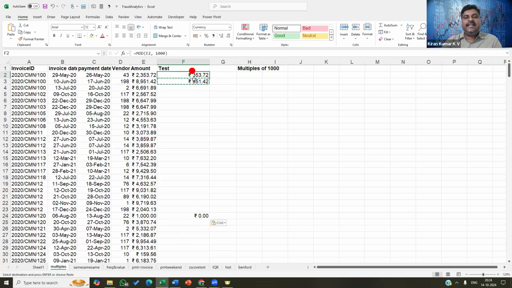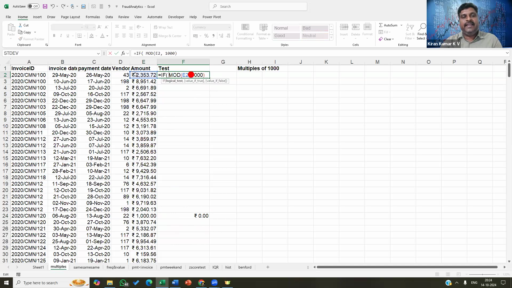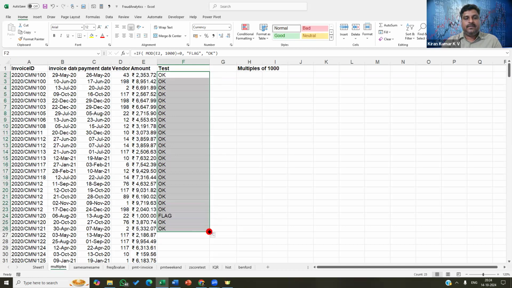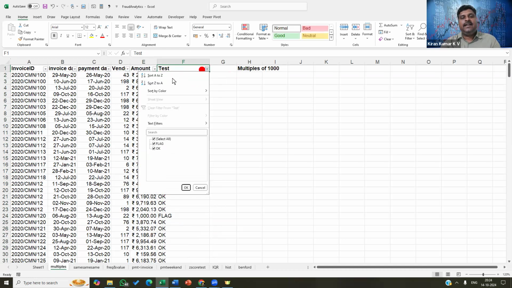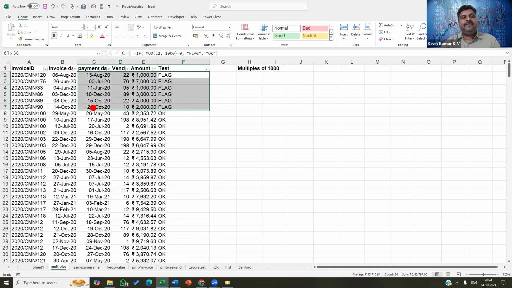So I'll rewrite this formula now. I am going to say: if MOD of E2 divided by 1,000 is equal to 0, then flag the transaction for me. Otherwise, say OK. This is how I'm going to copy this. Now you see the transaction that is a multiple of 1,000 has been highlighted, right? Let's find out how many flagged transactions there are. I'm putting a filter and sorting A to Z. You see we have around 6 transactions that have been flagged.